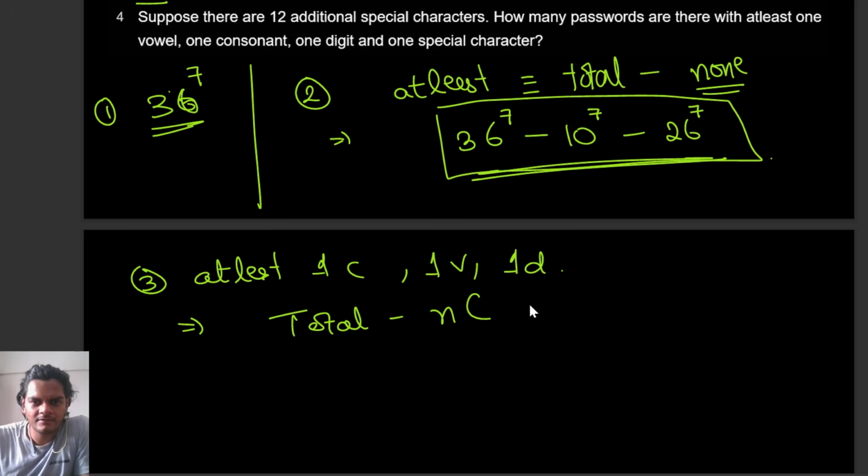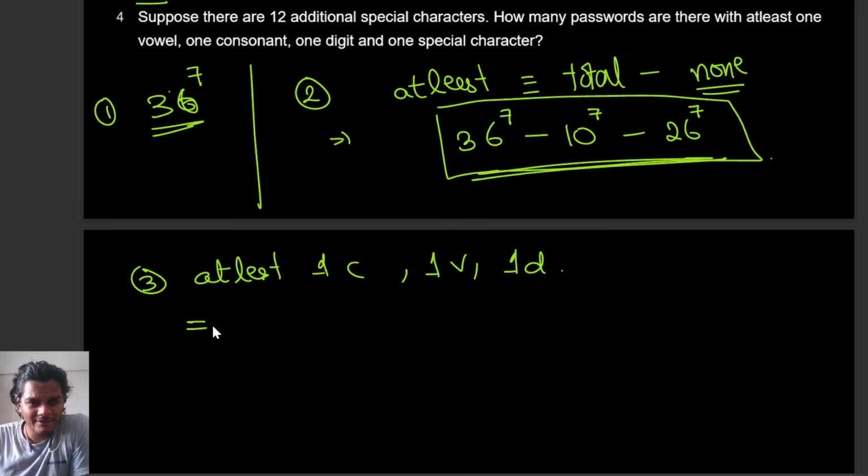No consonant or vowel minus no... right. So this will give us at least one, meaning out of the total I'll remove the cases where there are no consonants, right? No consonant.